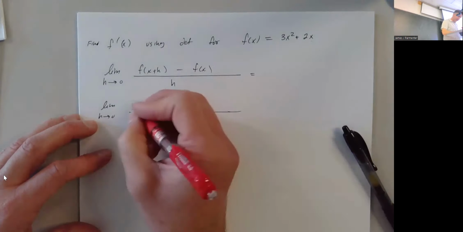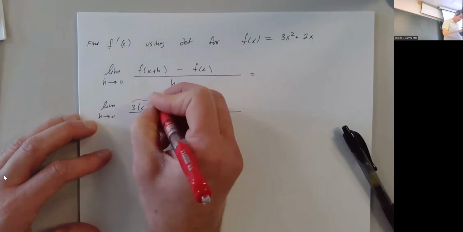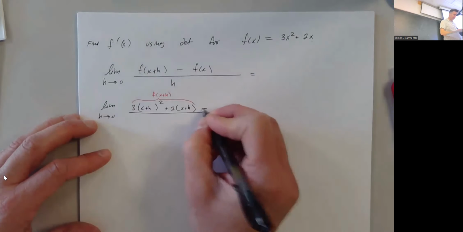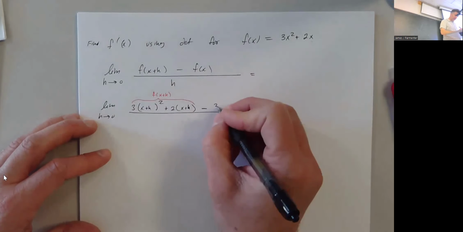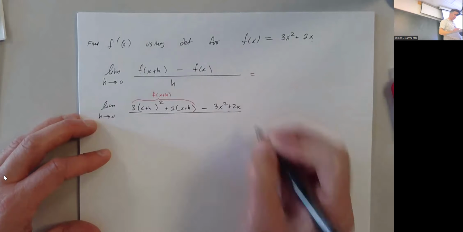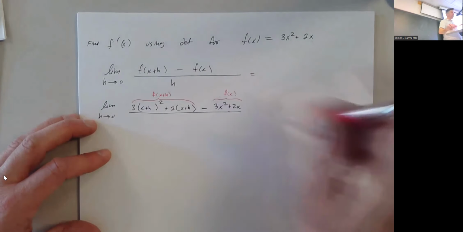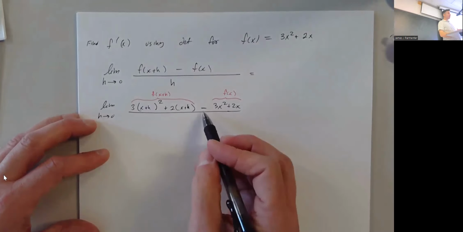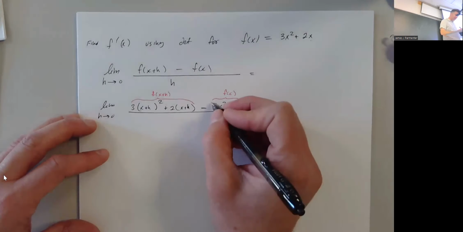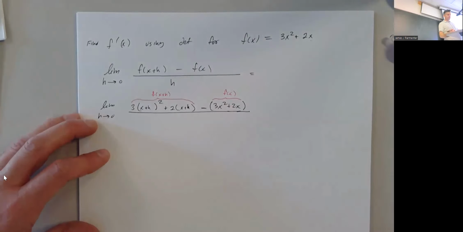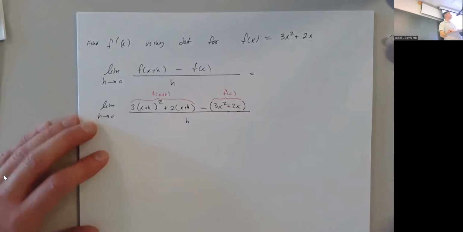That's my f of x plus h minus f of x, which is 3x squared plus 2x. Something that's really important here: I have to be subtracting all of f of x, meaning I need parentheses around that to make sure I distribute the minus sign correctly. Divided by h.